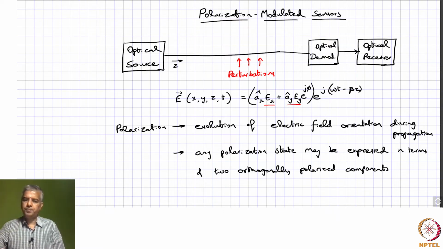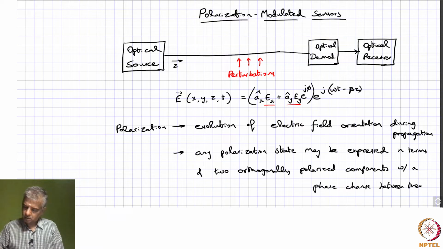Okay, and of course it could also have a phase change between them. So in this case, this quantity within the brackets denotes the polarization, and it could be any arbitrary polarization state. Okay, so that's the beauty of this. Any arbitrary polarization state can be expressed in terms of these x and y polarization components.